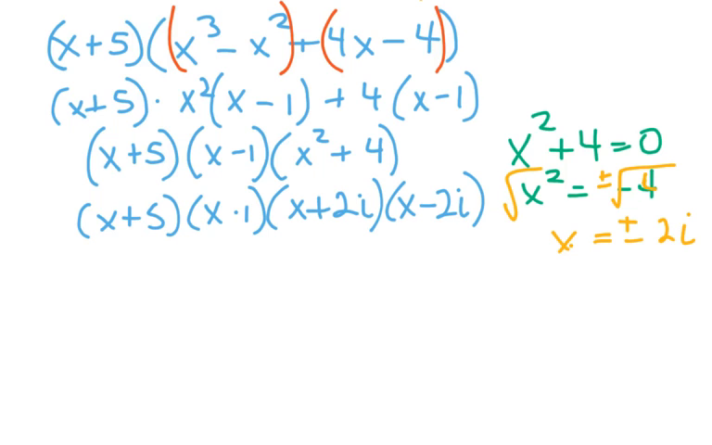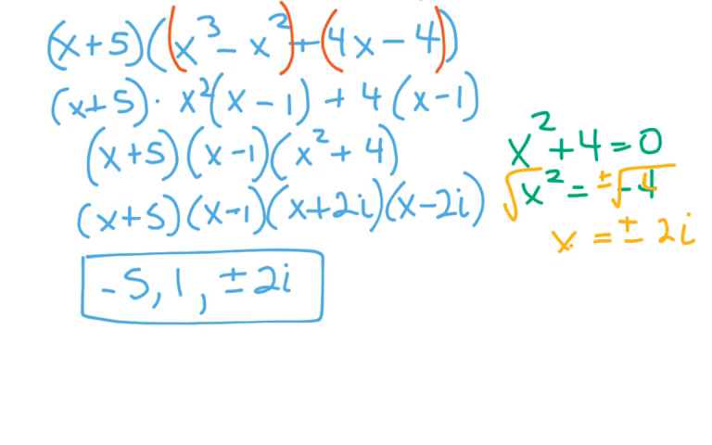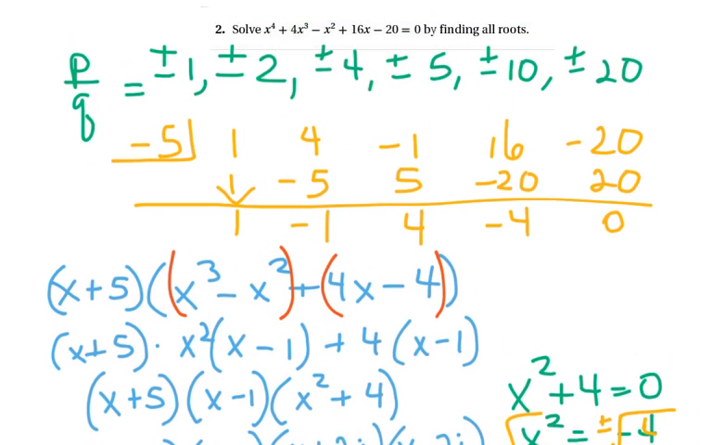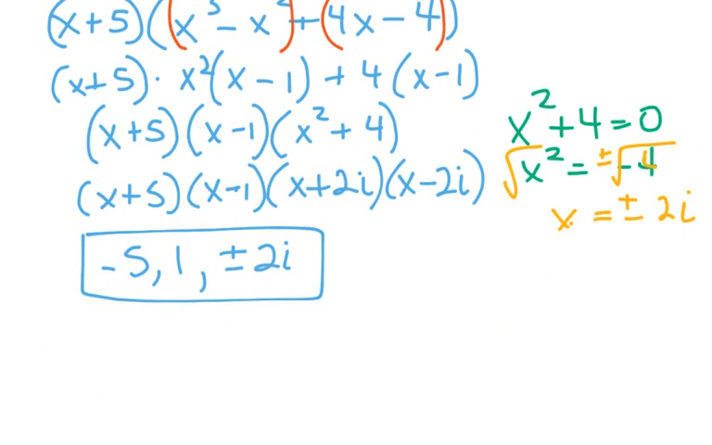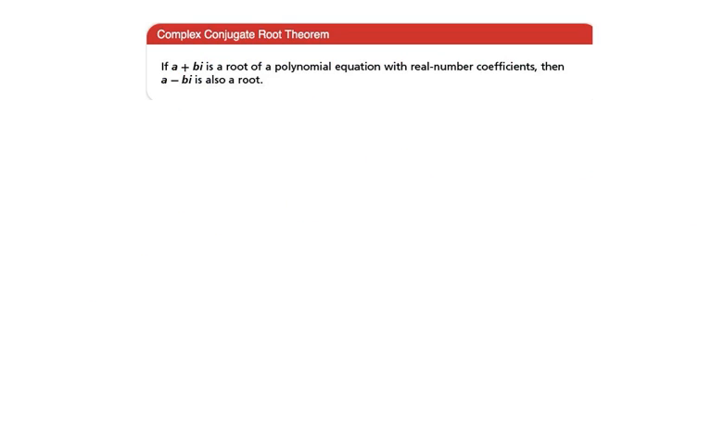And so my solutions are negative 5, 1, and plus or minus 2i. So again, I've got 4 zeros, and if we look back up at the original equation, it was x to the 4th, so we should have found 4 zeros. Just as a little reminder here, if a plus bi is a root of a polynomial equation with real number coefficients, then a minus bi is also a root. The complex solutions come in conjugate pairs.